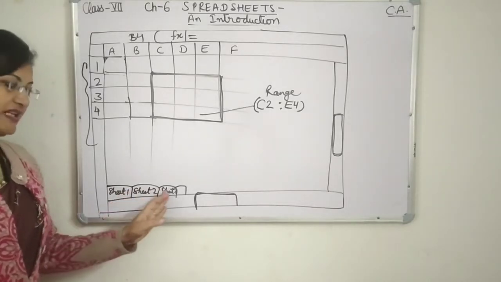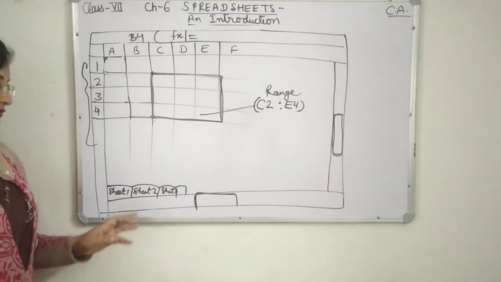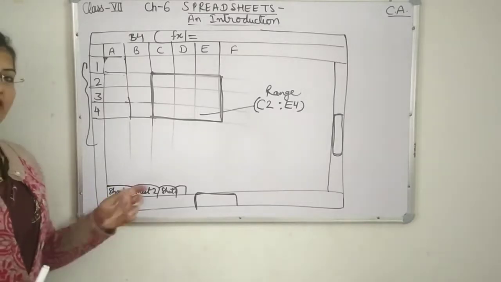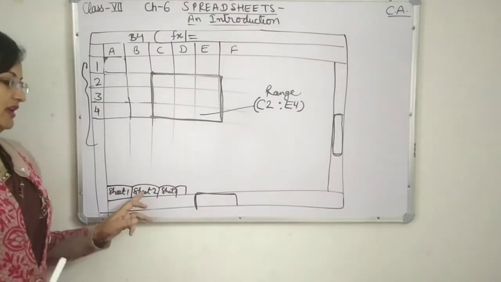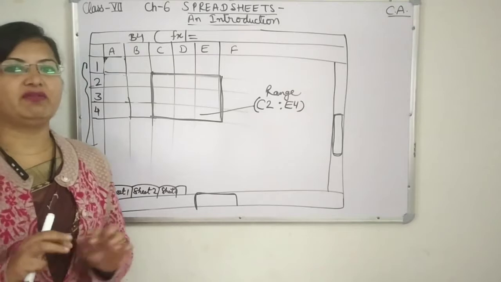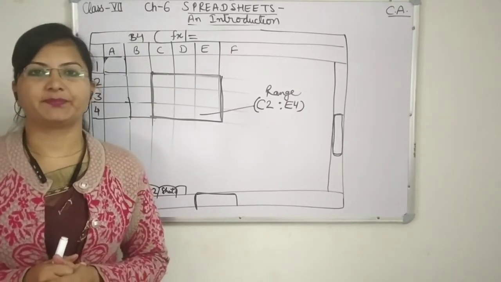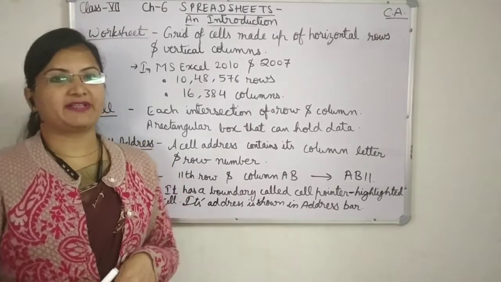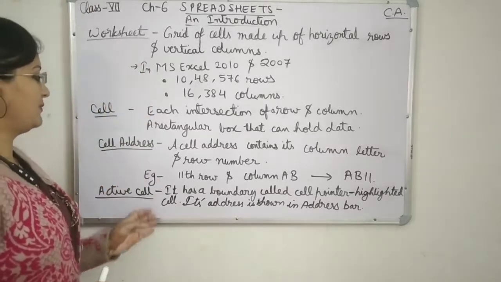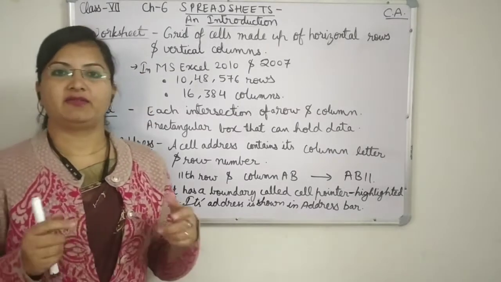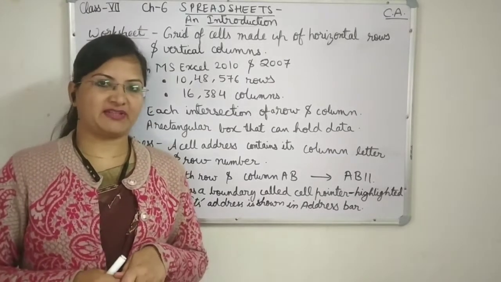If you want to delete any sheet, you can right click and delete. If you want to rename, you can right click and choose the rename option. The name will be highlighted and you will be able to give a new name to the sheet. Now students, we will discuss various words used in MS Excel.